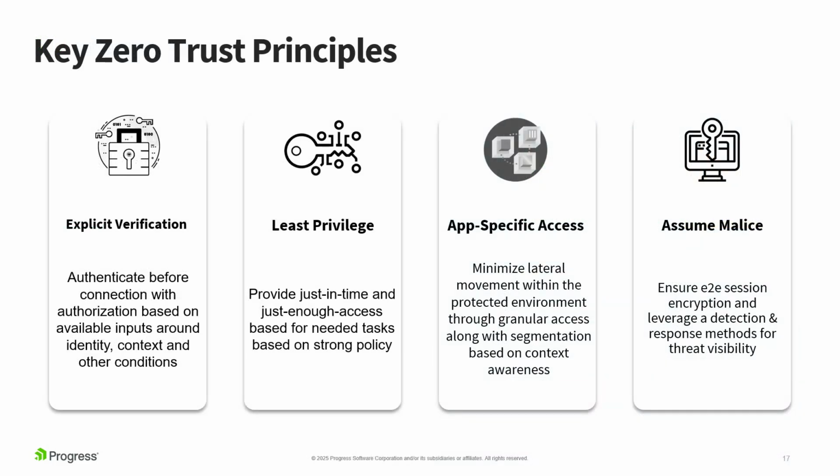So around these zero trust principles, we've touched on a few of these so far: the explicit verification, app-specific access, always assume malice. And I want to talk a little bit more about this least privileged access, giving users, or really whatever's accessing the workload that's being published, the least amount of access based on their needs to complete a task.